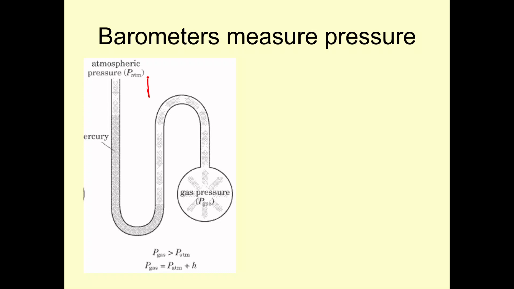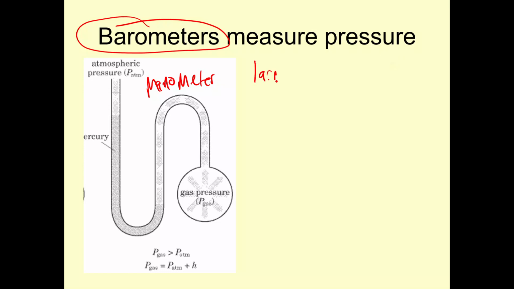Barometers measure pressure. This is really a manometer. So you don't have to draw this or anything. But a barometer is the instrument that measures pressure. And pressure is in atmospheres. And again, 1 atmosphere equals 760 millimeters of mercury. We're going to have to convert from this. Equals 101.3 kilopascals. And remember, a millimeter of mercury is the same thing as a torr.